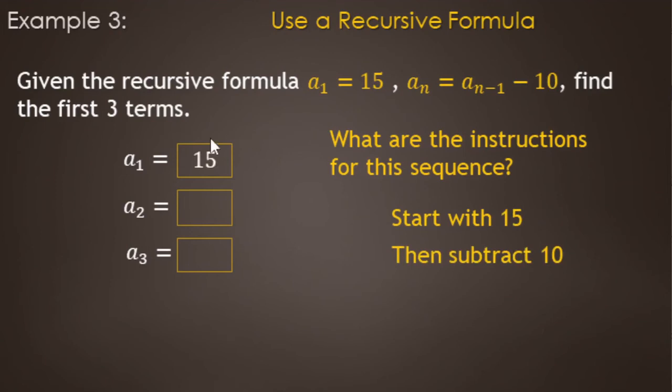So here we go. Super easy. A1, the first term, that's 15, says right there. And then A2, what are we doing? We're subtracting 10. It says take the last number and subtract 10. So 15 minus 10 is 5. And then subtract 10 again makes negative 5. Subtract 10, subtract 10, subtract 10. So that's all these instructions are doing. It's a fancy way of saying start with 15, and then for each next term, subtract 10. Okay?